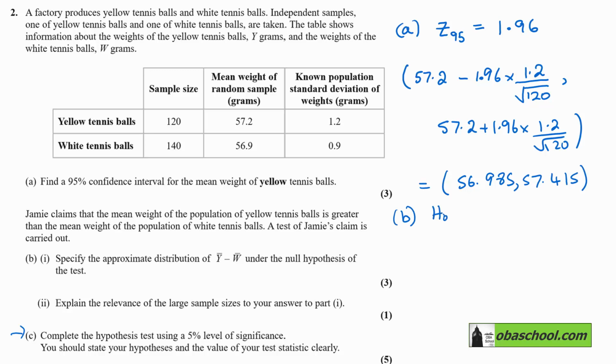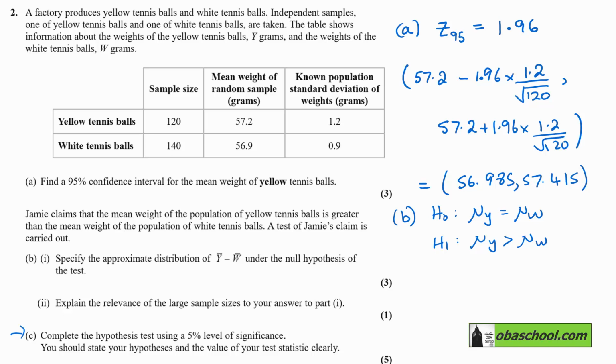The null hypothesis would be that there is no difference. So the mean for Y's is equal to the mean for W's. The alternative is Jamie's claim that the mean for the Y's is actually greater than the mean for the W's.